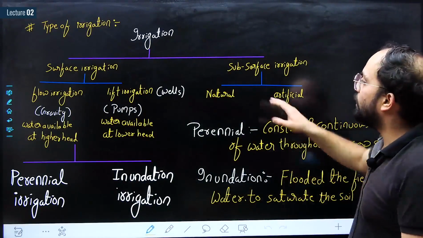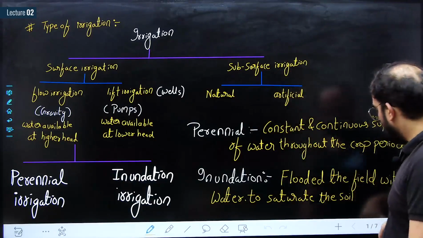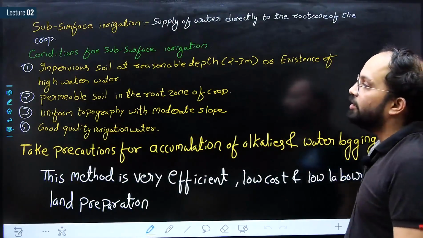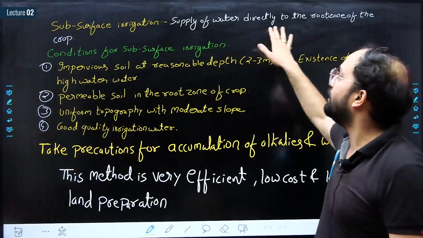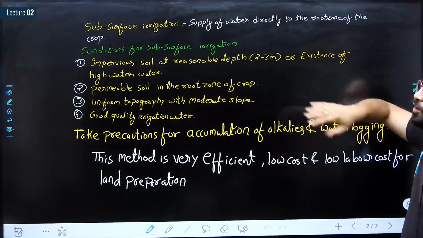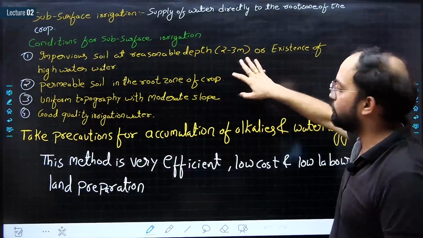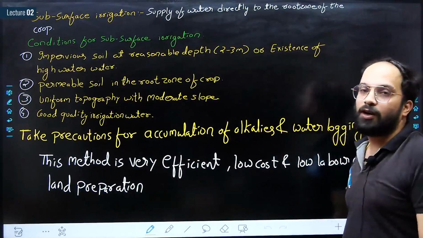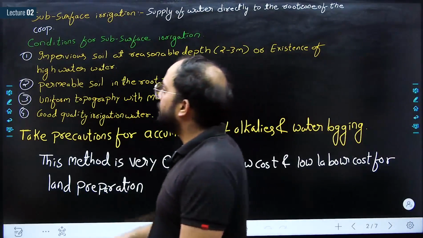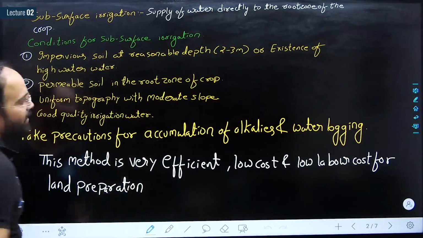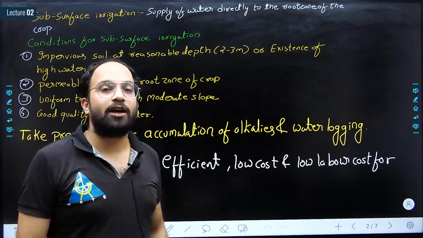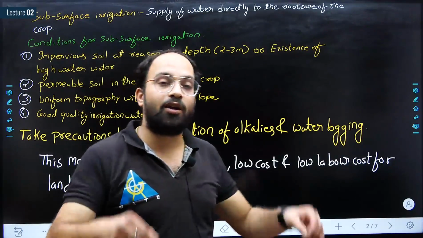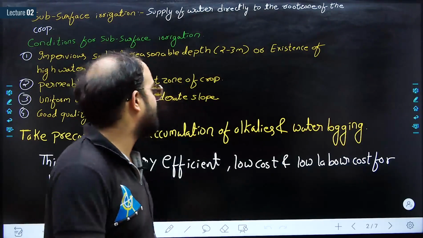Now we will focus on subsurface irrigation. What is subsurface irrigation? It is when you supply the water directly to the root zone of the crop. What are the conditions? The soil should be impervious at a depth of 2-3 meters. Otherwise, I will lose my water due to percolation.